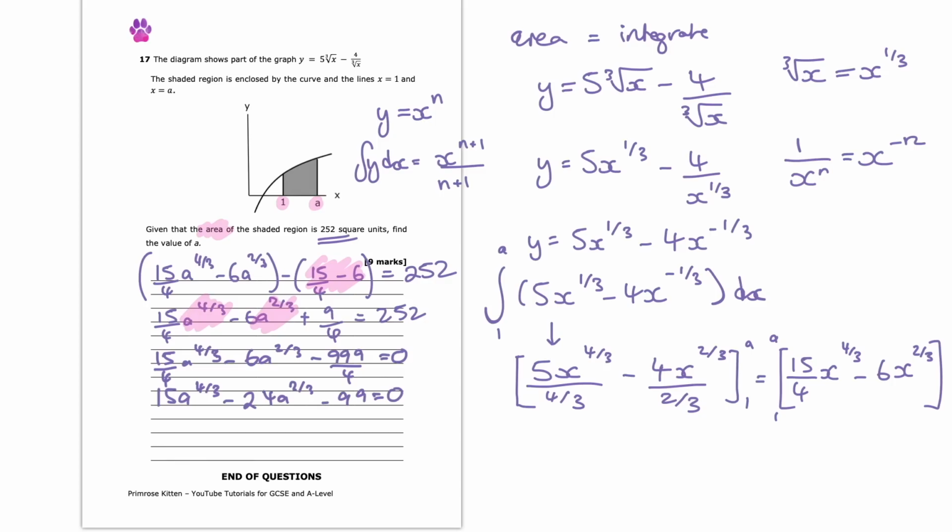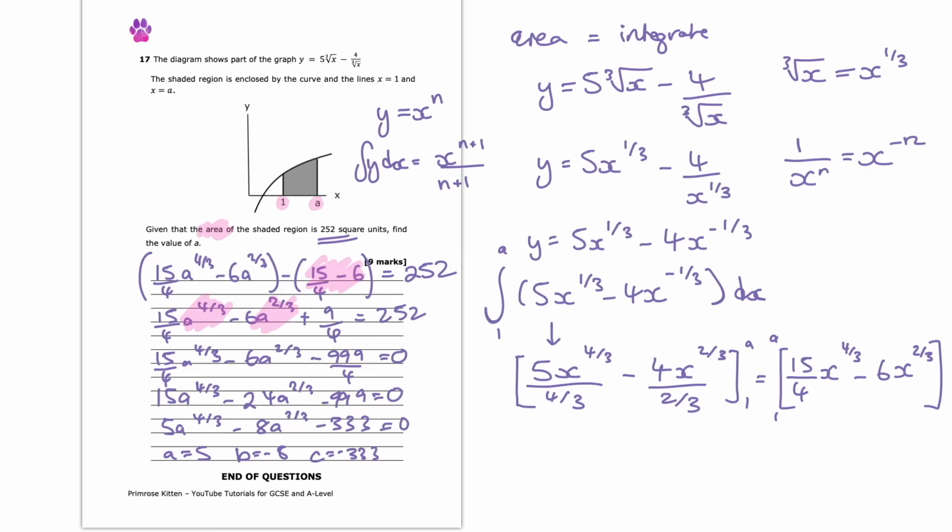Then again, and you really don't need to go this far to be honest, you could divide through by a factor of 3 as well, and that leaves me with 5 a to the 4/3 minus 8 a to the 2/3 minus 3. Now that is not something that I would ask you to factorize. I'm sure that you could, but it's probably going to be quicker at this stage to correctly and accurately use the quadratic formula, okay? So if we're using the quadratic formula, A would be 5, B would be minus 8, and C would be minus 3.